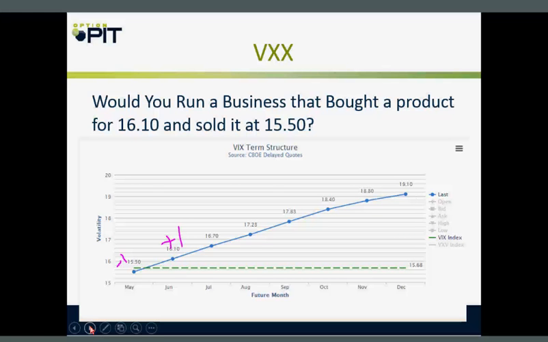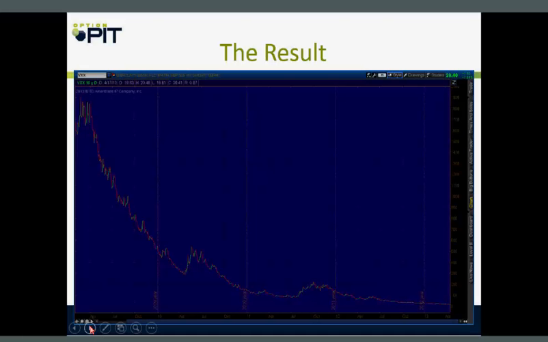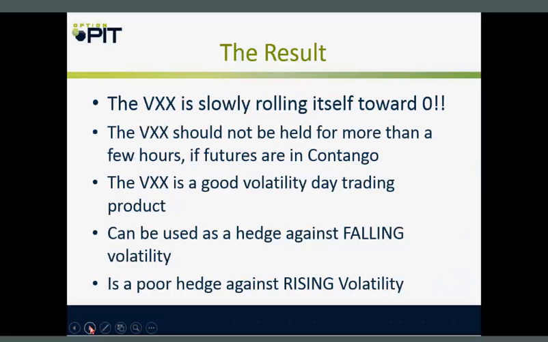Yeah, no, you wouldn't run a business like that. And so this is what VXX has looked like. And this is just through 2013. Believe me, it gets worse. Split adjusted, VXX's initial IPO price is somewhere around $7,000, I believe. So VXX is slowly rolling itself to zero.